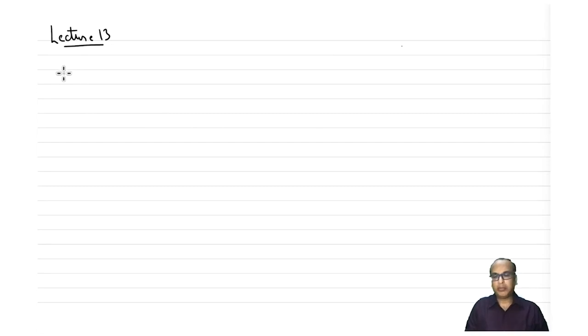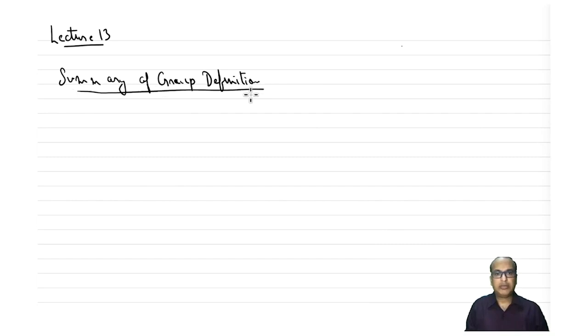Let us start looking at properties of group. Point groups in a little more detail. So let us start with a summary of group definition. We said when symmetry elements are group elements, which are symmetry operations, related by four properties, then these are defined as point groups, right?